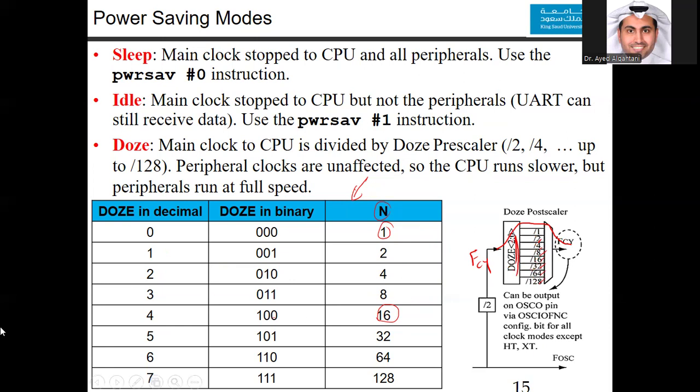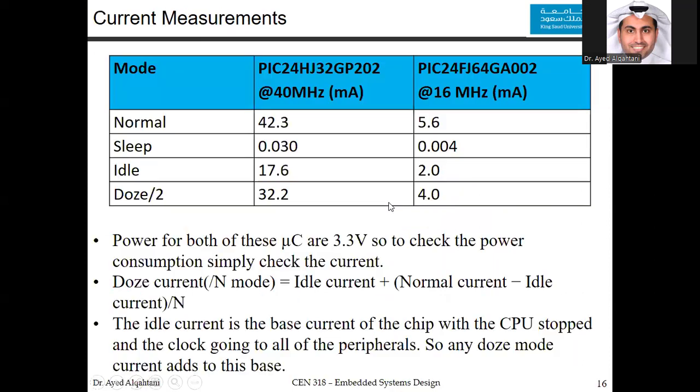Okay. In the doze mode, the main clock of the CPU is divided. It's not fully stopped, it's divided. It could be divided by a number. This number, we call it n. Now, how do we do the current measurement of the doze if you have a doze mode scenario? Now, we say that we are saving power.